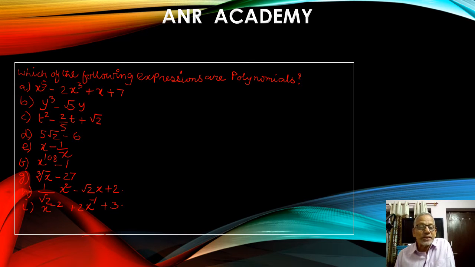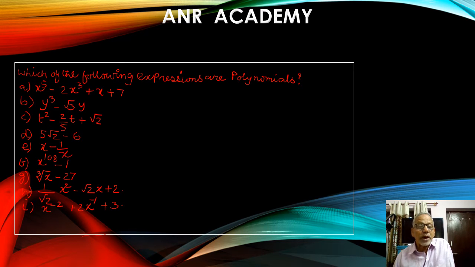Now let us see which of the following expressions are polynomials. Some algebraic expressions are given. We have to check which one is a polynomial and which one is not. What is the identification mark in this? We have to check the powers of the variables, and the power should be a non-negative integer.